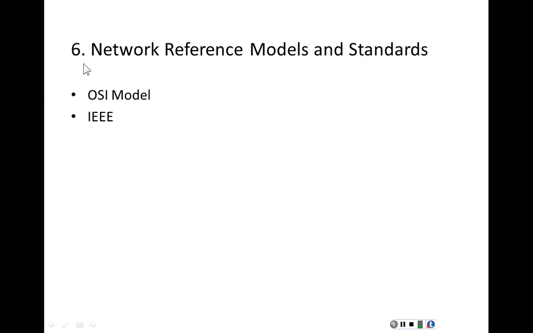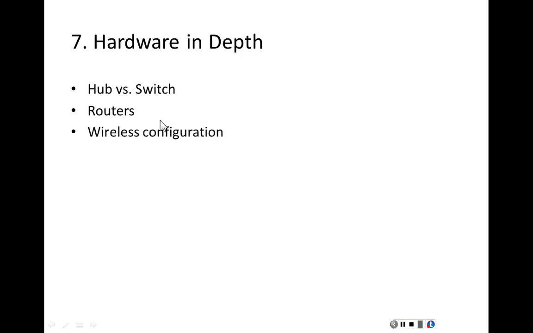Chapter 6 is a nice short chapter. In Chapter 6, we discuss the OSI model, and we talk about IEEE, the Institute of Electrical and Electronics Engineers. Chapter 7 is where we look at hardware in greater depth. We look at the difference between a hub and a switch and a router, and under what circumstances you would select a hub versus a switch versus a router. And we cover wireless configuration.